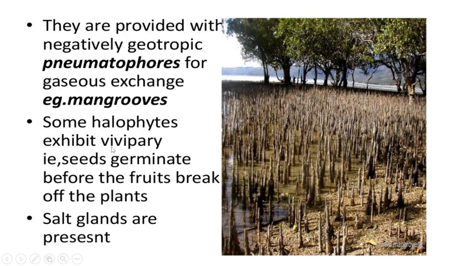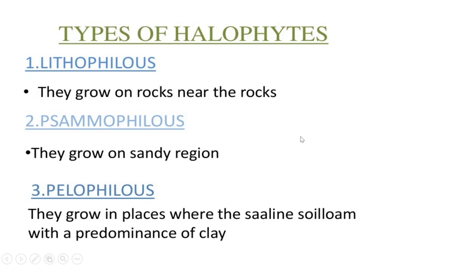Some halophytes exhibit vivipary, that is, seed germinates before the fruit breaks from the plant. Salt glands are also present in such plants. Now let us see types of the halophytes. Halophytes can be divided by Warming. Warming is the name of the scientist, in 1909, into Lithophilous, they grow on rocks near the stones. Psammophilous, they grow on sandy region.